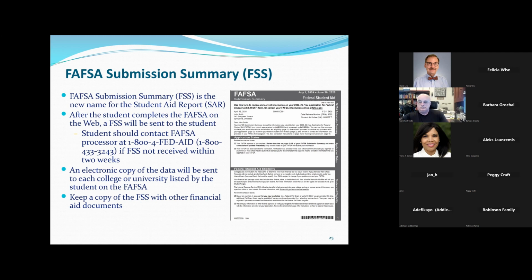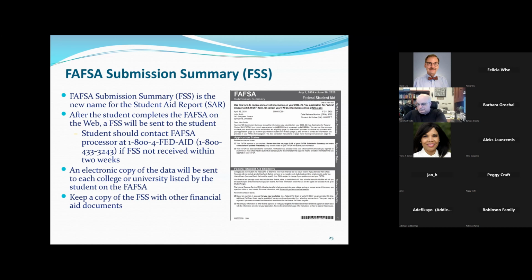The student can make corrections on the electronic or paper FAFSA submission summary, as well as add additional colleges, which will then be sent the student's information. Each college or university the student lists on the FAFSA will receive what's called an Institutional Student Information Report, or ISER. This is an electronic record of all the information the family reported on the FAFSA.